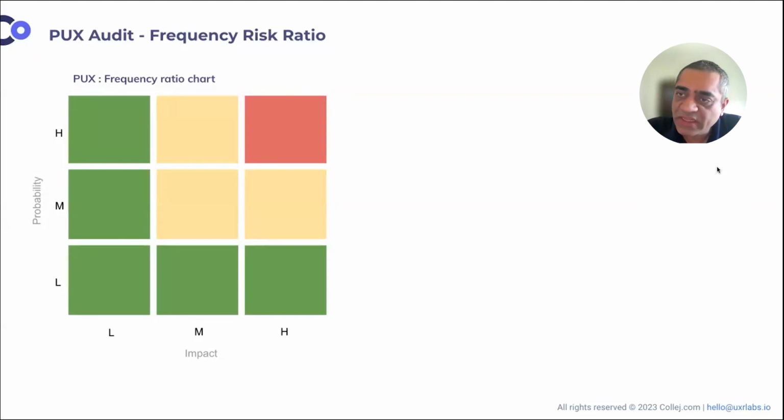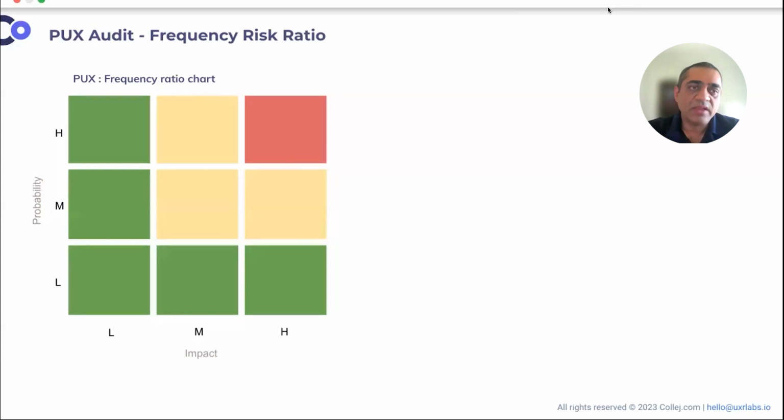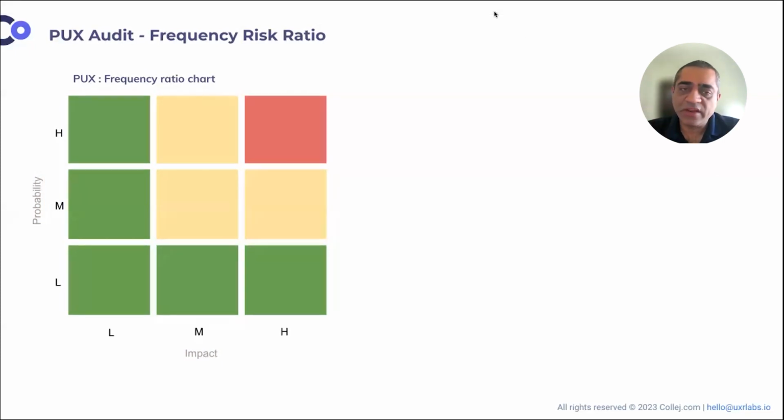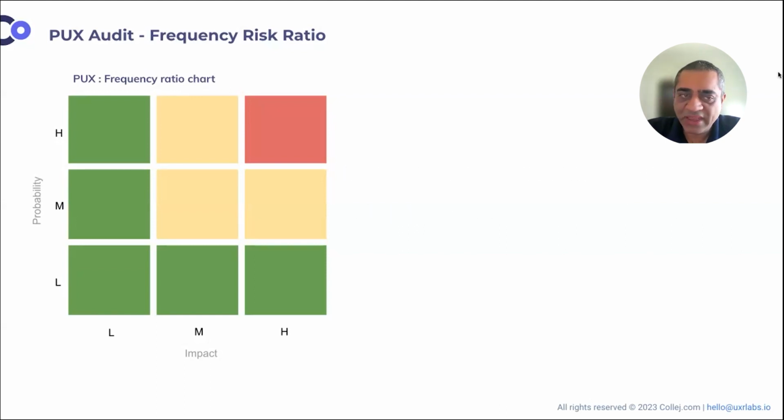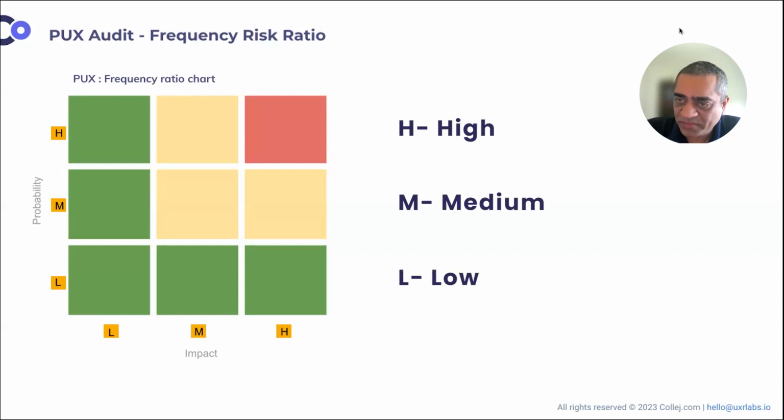So the simplest thing that Simran taught us last time was the impact and probability matrix. Okay. So what you see here is a matrix where you're looking at, okay, what is the probability that some kind of a problem is going to happen? And what is the impact that that event is going to cause? Okay. And all you're looking at is high, medium, and low. Is the probability high, medium, or low? And then is the impact high, medium, or low?